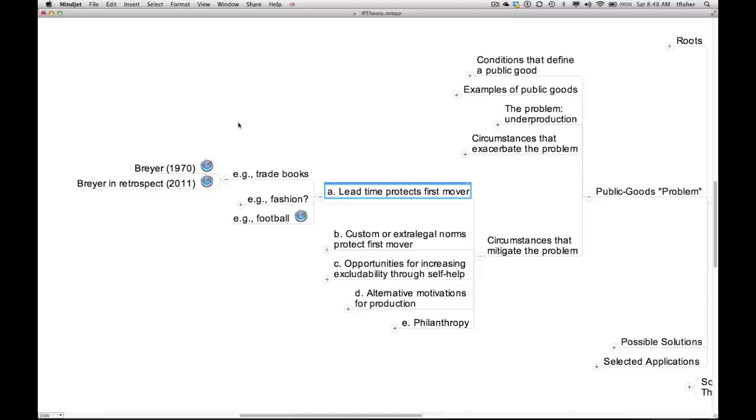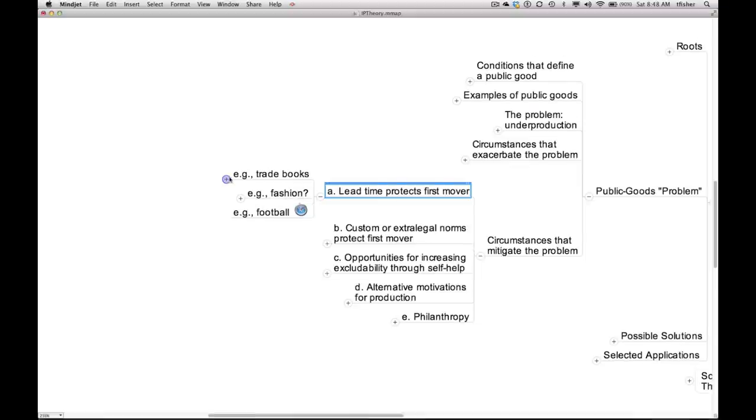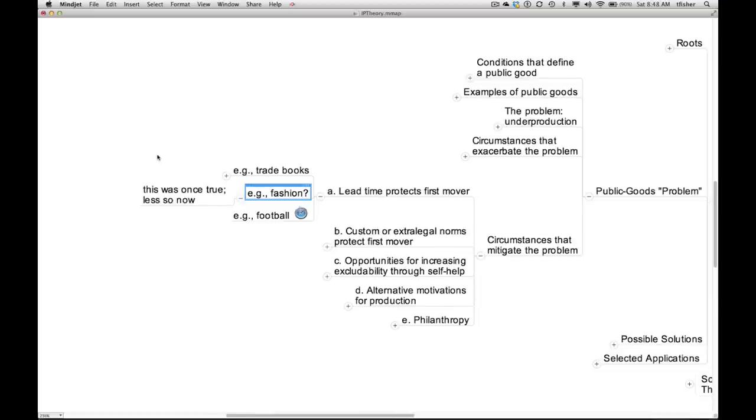Another context in which lead time may be sufficient adequately to support innovation is fashion, meaning the design of high-end clothes. At least until recently, a fashion designer enjoyed a window of time between the first introduction of a new design and the moment when knockoffs became available. During that window, the designer could and did sell his or her dresses and suits for a very high price to wealthy and fashion-conscious, or perhaps prestige-conscious consumers.